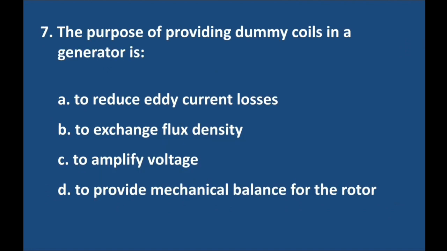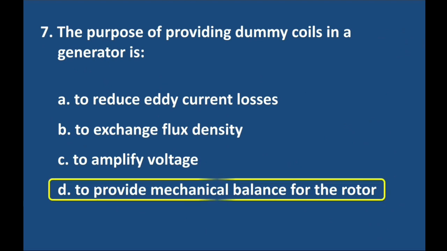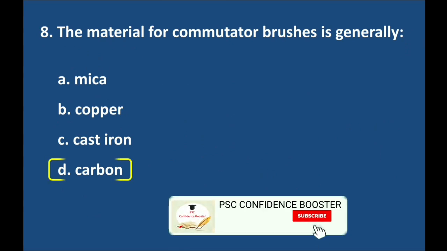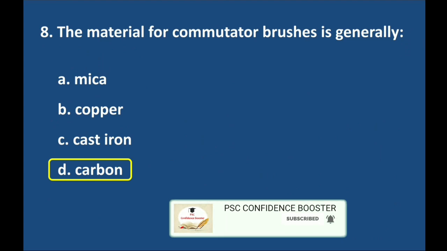Question number 7. The purpose of providing dummy coils in a generator is. Answer is option D, to provide mechanical balance for the rotor. Question number 8. The material for commutator brushes is generally. Answer is option D, carbon.